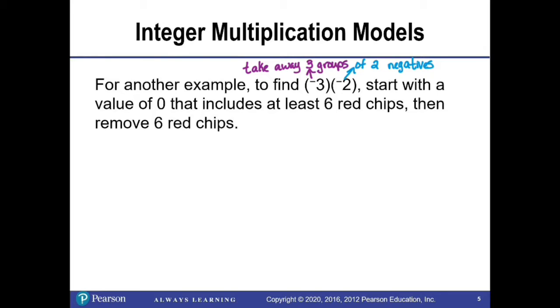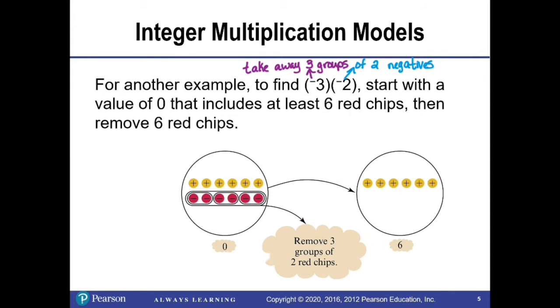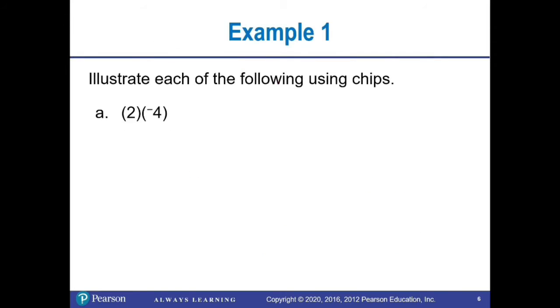Now we always start with 0. 3 times 2 is 6, so I need at least 6 red chips or 6 negatives. I start with 0, so I start with 6 negatives and 6 positives. This is 0. Then I'm going to take away 3 groups of 2 negatives. And I'm left with the 6 positives. Let's look at some more examples.